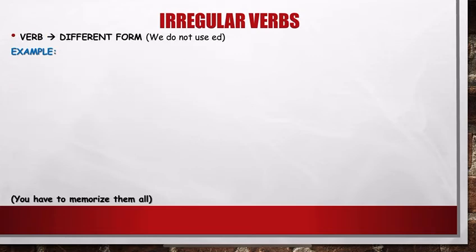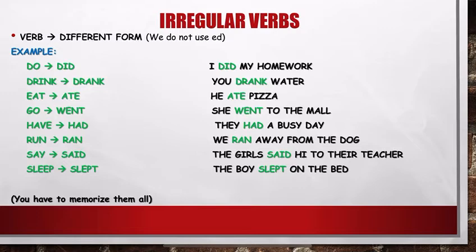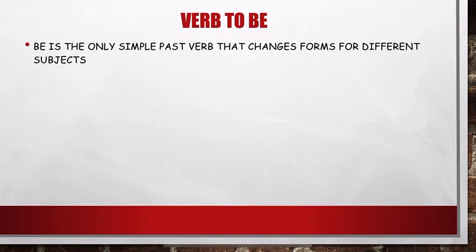Now for the irregular verbs, they have different forms in the past. That's why you have to memorize them all. There's a long list that you have to memorize, and these are examples from this list. Eat, ate, go, went, have, had. These are the examples, but you have to memorize all of the list.